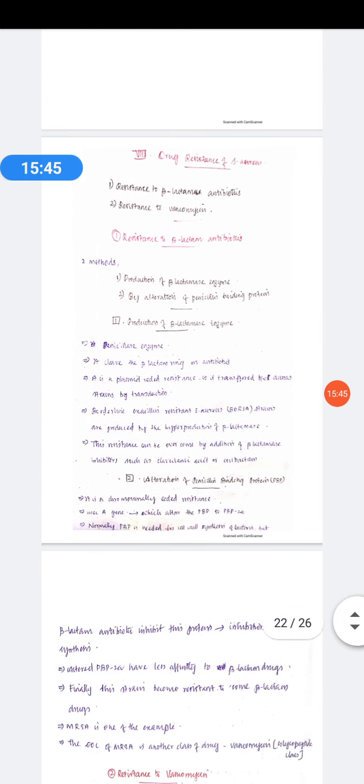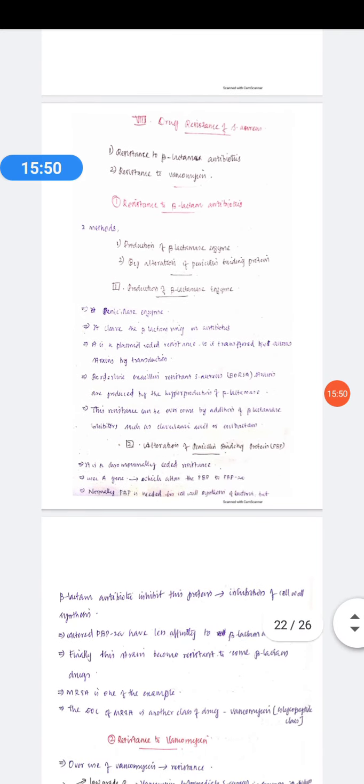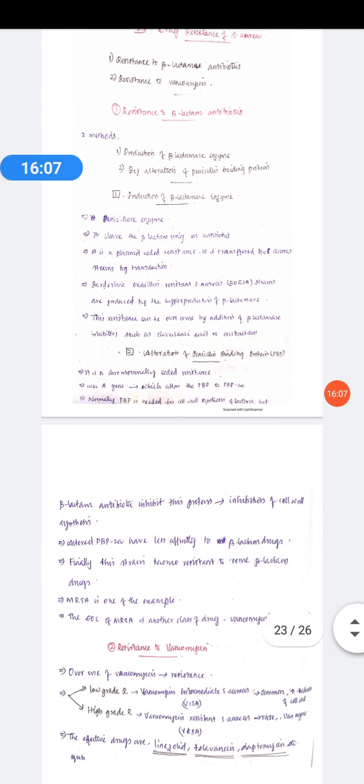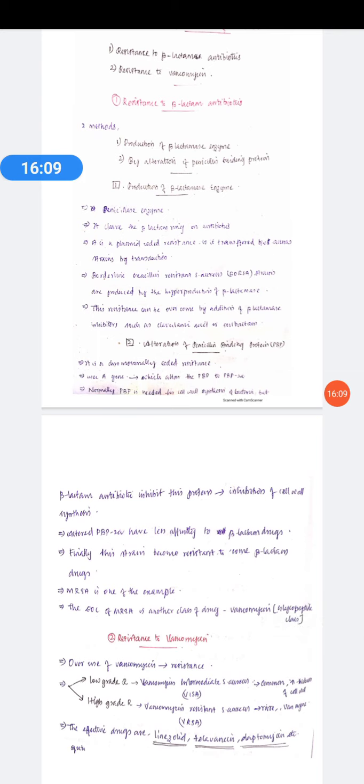Then come to the next topic, that is drug resistance of Staph aureus. There are mainly two types of resistance. The first one is resistance to beta-lactam antibiotics and the second one is resistance to vancomycin. Coming to the first one, resistance to beta-lactam antibiotics. This resistance is produced by two methods. First one is production of beta-lactamase enzyme by the Staph aureus. Second one is the alteration of penicillin binding proteins.